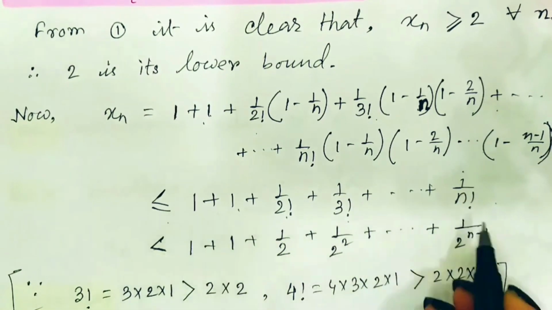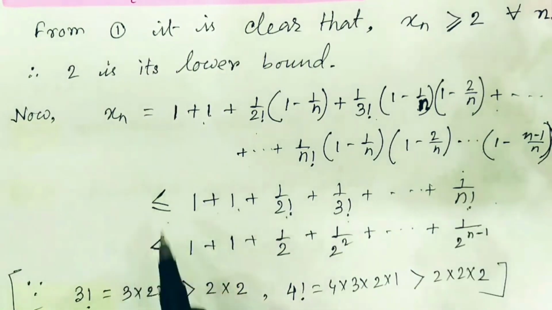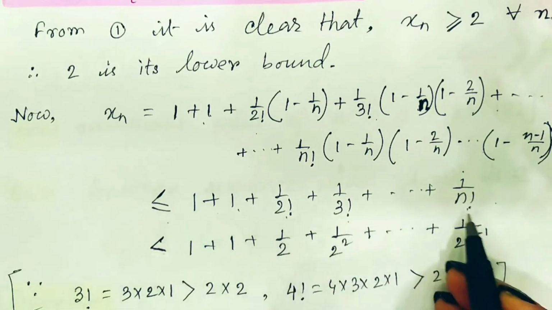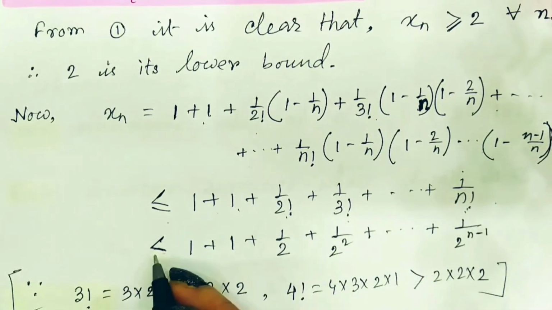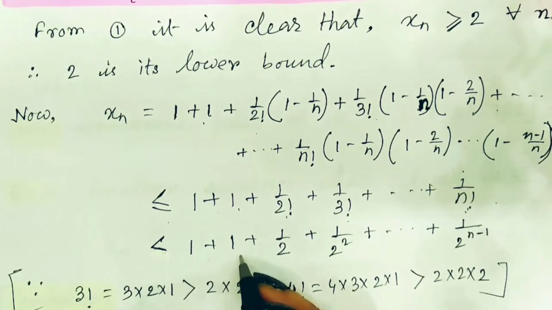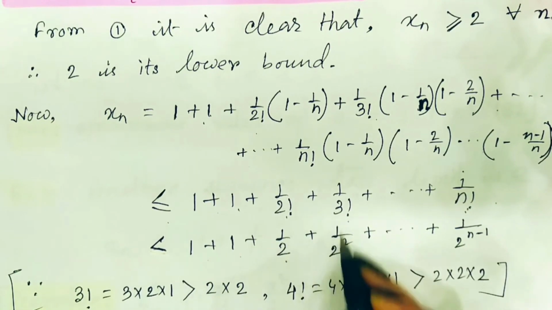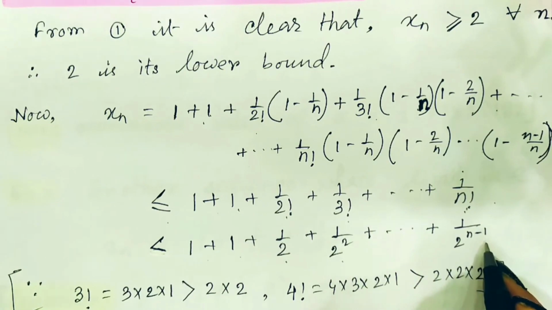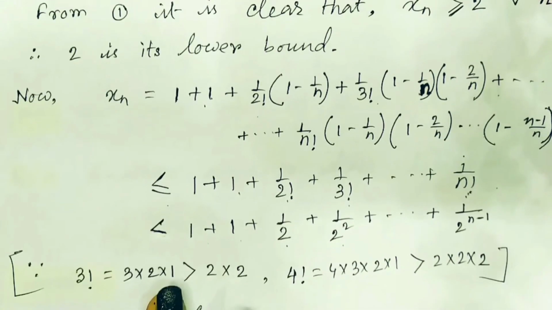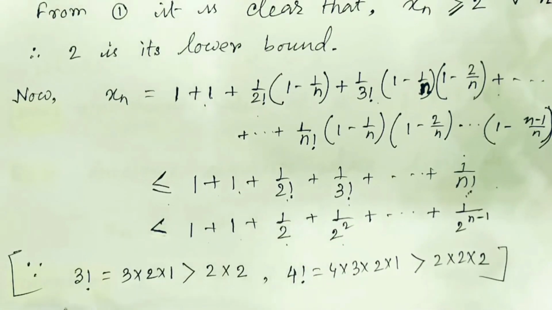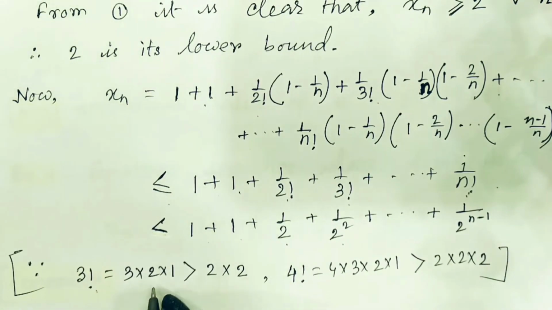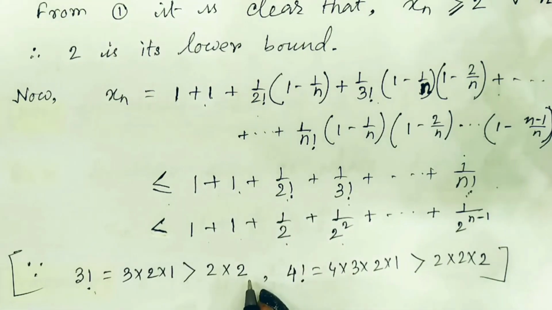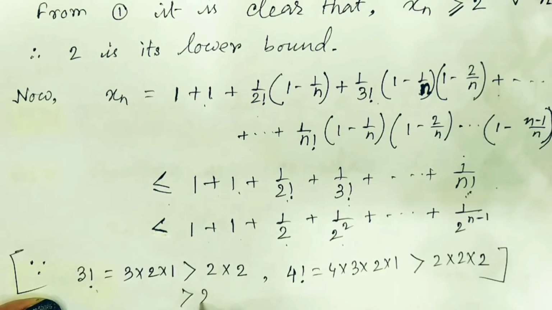In this way, if we express it, we can say xn is less than or equal to this term. Again, we can say it is less than 1 plus 1 plus 1 by 2 plus 1 by 2 square, and in this way the last term is 1 by 2 to the power n minus 1. Now how can we write this? Very easy. At first we know that 3 factorial is 3 into 2, which is always greater than 2 cross 2. So 3 factorial is greater than 2 to the power 2.